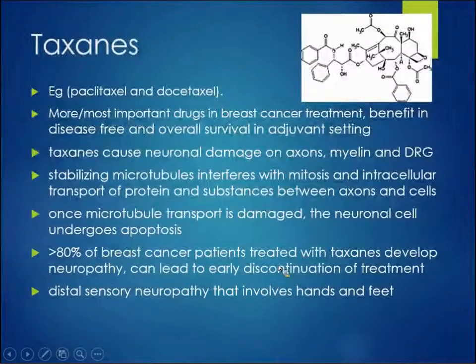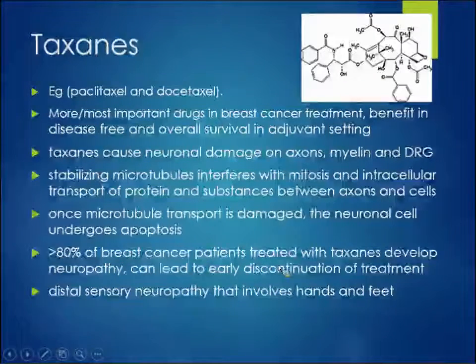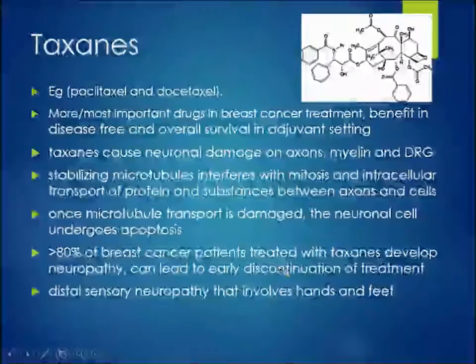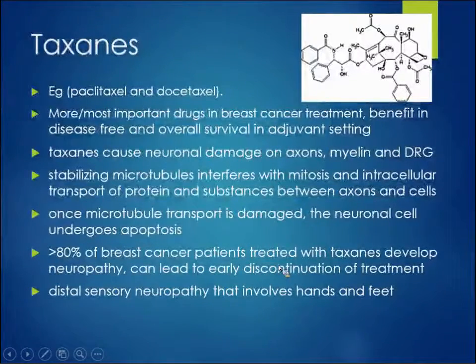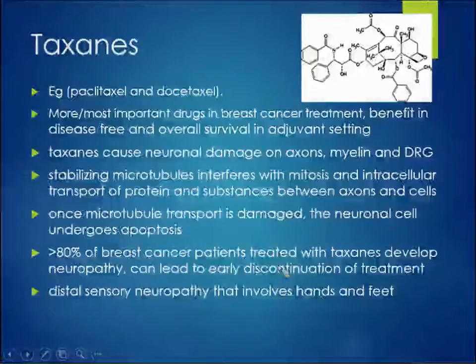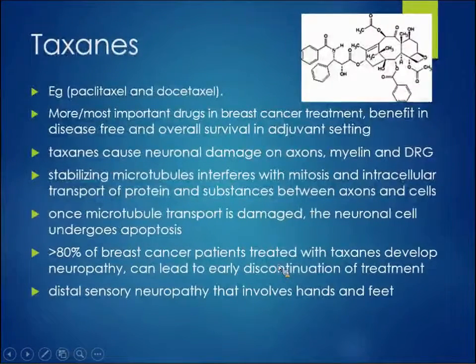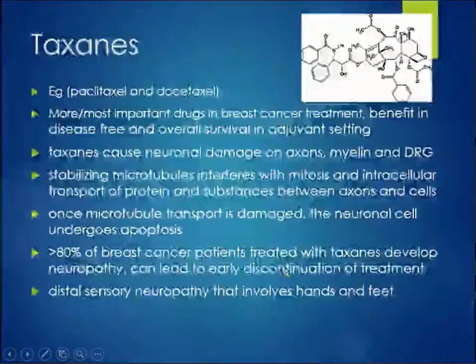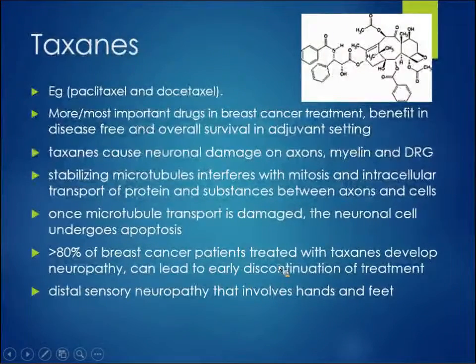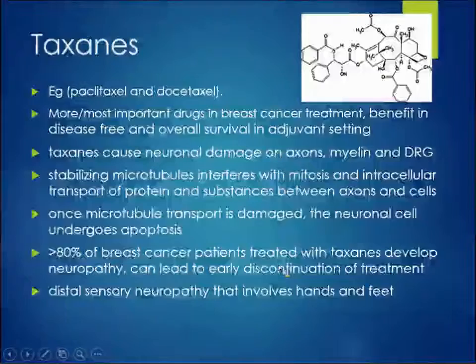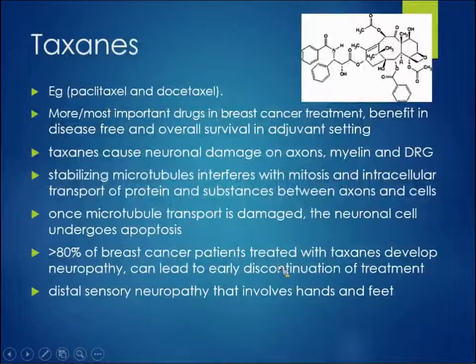They will cause neuronal damage affecting axons, the myelin, as well as the DRG. Their impact on the microtubules will interfere with mitosis and intracellular transport, protein substances, and trophic factors, and that affects the axons as well as the cells and axonal transport. When the microtubule transport system is damaged, we see apoptosis. More than 80% of the patients, depending on what study you look at, treated with the taxanes will develop neuropathy.